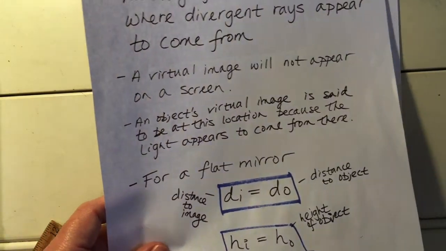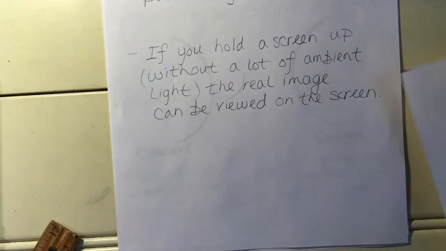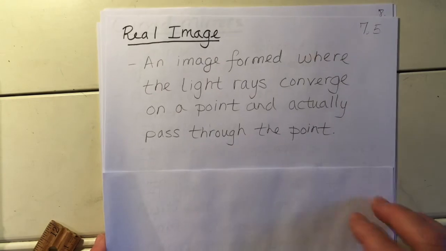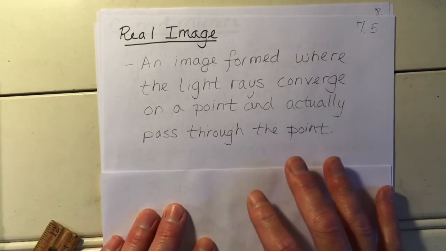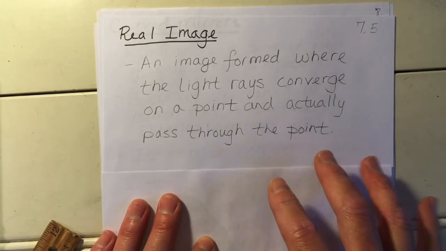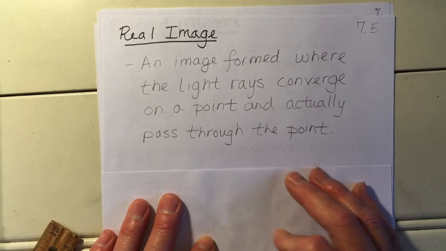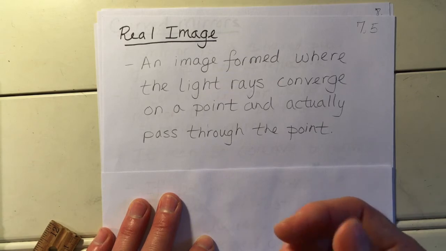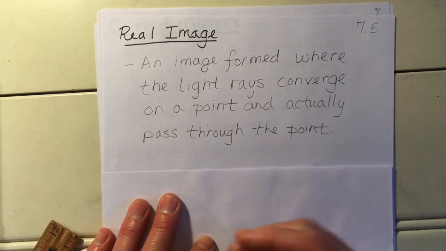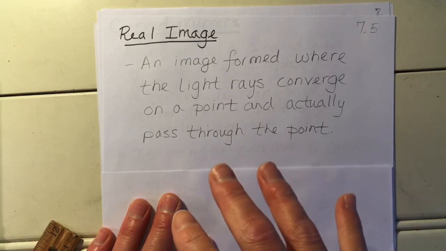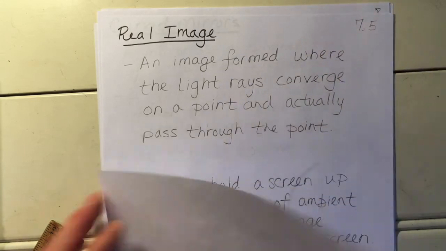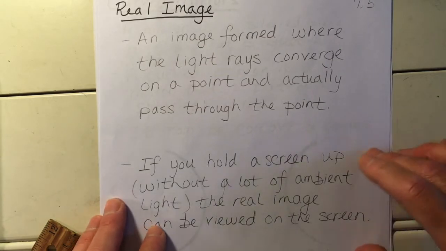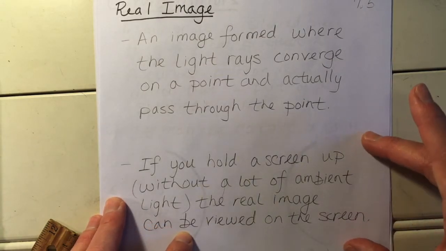Okay, so I want to say something about real images then. I kind of hinted at this, so I want to go ahead and explain that. A real image forms where light rays converge on a point and actually pass through that point. So the light rays would meet and converge on a point, and this would be outside the mirror, and we could hold up a screen and see the real image on the screen.